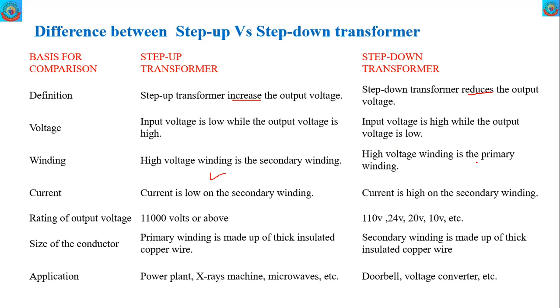Primary winding is n1, secondary winding is n2. Sorry, current is low on one winding, current is high on the other winding.